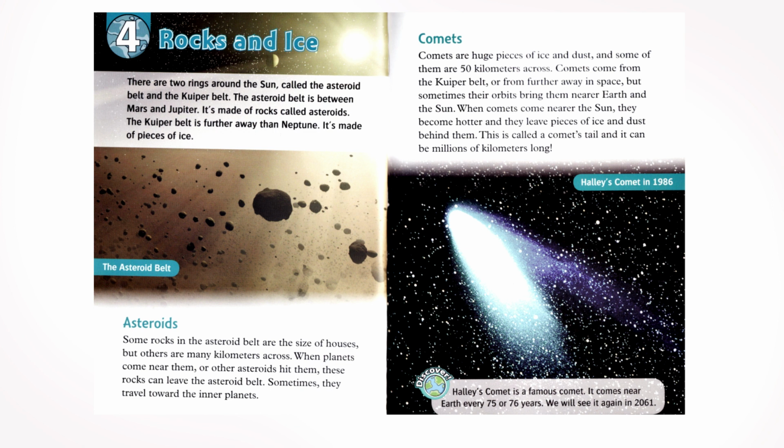Halley's Comet is a famous comet. It comes near Earth every 75 or 76 years. We will see it again in 2061.